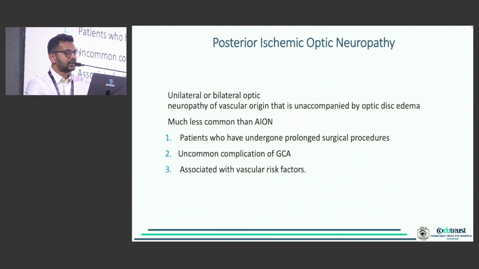Coming to posterior ischemic optic neuropathy, in this case the patient usually doesn't present with disc edema. They usually present in 3 settings. One is the patient who has undergone prolonged surgeries such as spinal surgeries or radical neck dissections. It can occur as a very uncommon complication of GCA, and it can be associated with other vascular risk factors too.